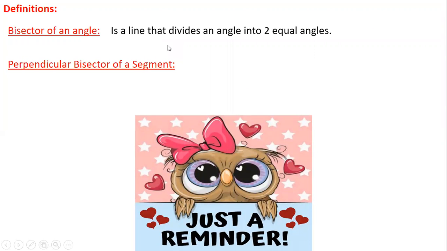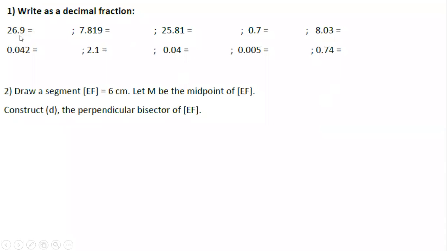Yes, Angelina, define the perpendicular bisector of a segment. The perpendicular bisector of a segment is a line perpendicular to the segment at its midpoint. This is what we call a definition. So thank you, Angelina. Now we will start with question 1 in the worksheet. We should write as a decimal fraction. Here, you should not directly give me the answer. You should tell me what should be done. So we should write these decimal numbers as decimal fractions.